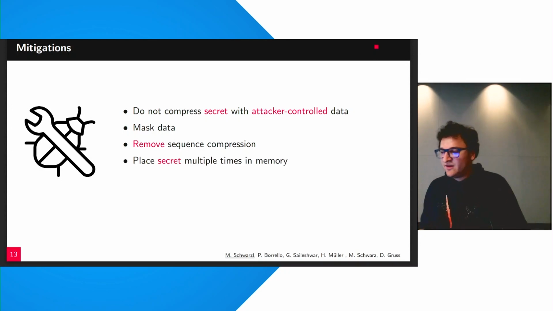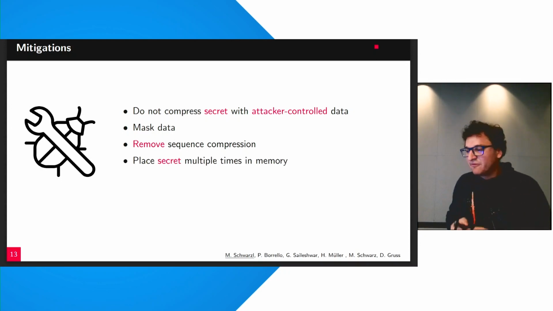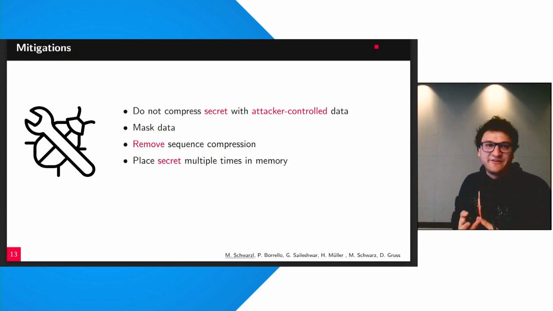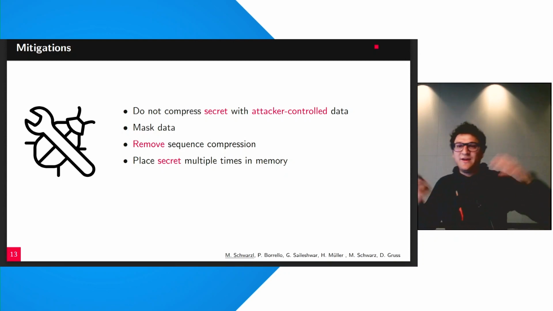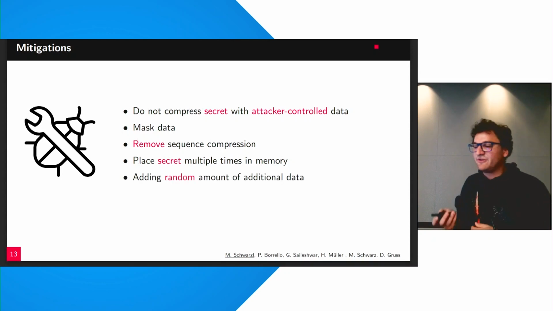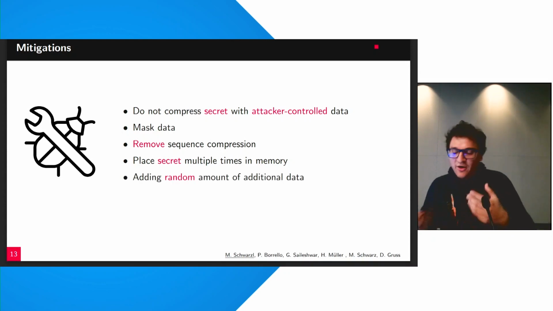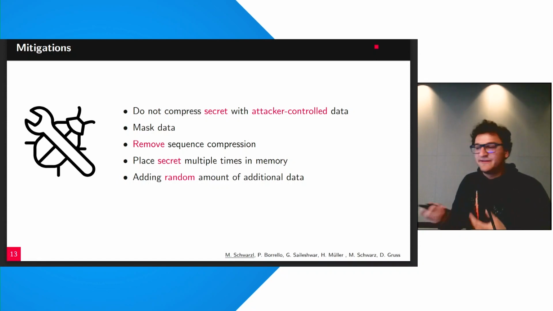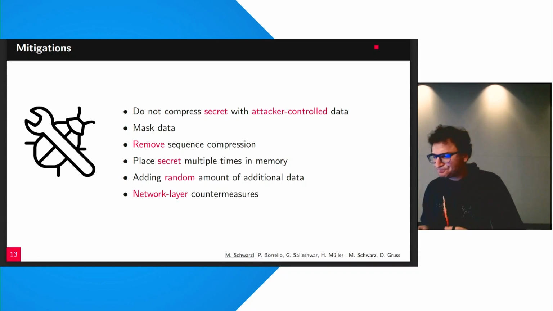One could also, and we found that quite effective, place the same secret multiple times in memory at random locations, which makes it harder for the attacker to fuzz it with Compressor, or also add some random amount of data, some type of padding.